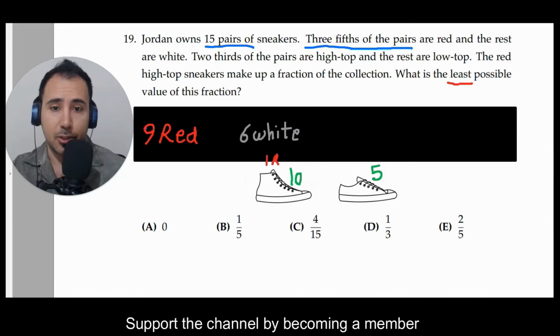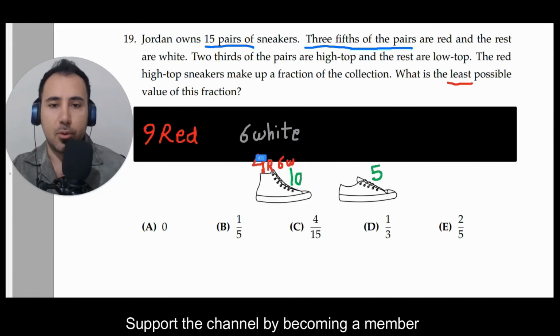So can red be 2? If reds are 2, then whites are supposed to be 8. The same reasoning. We don't have that. Can red be 3? No. Can red be 4? Yes. Because then we have 4 of our reds here, and we're going to have 6 white here. Then we're going to have all of our 10. 6 white and 4 red.